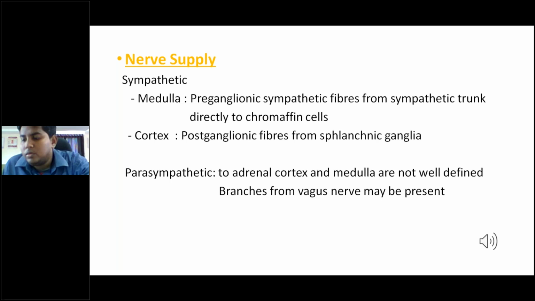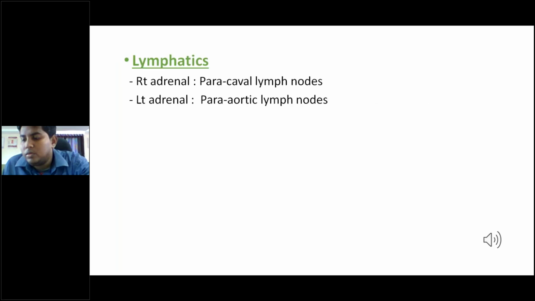Lymphatics. The right adrenal lies behind, and the medial boundary of the right adrenal gland is the inferior vena cava, so it is lying beside the IVC. So the right adrenal drains into the paracaval lymph nodes, whereas the left adrenal drains into the para-aortic lymph nodes. Just remember, the right one lies adjacent to the inferior vena cava, the left adrenal lies adjacent to the aorta, the abdominal aorta. So the lymph nodes are parallel to these draining vessels.